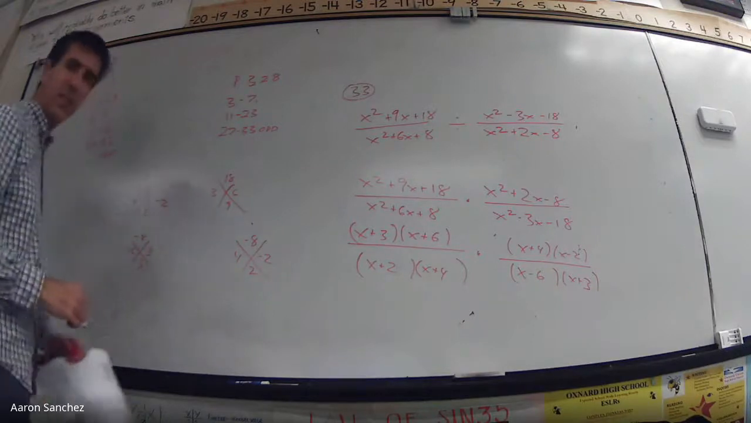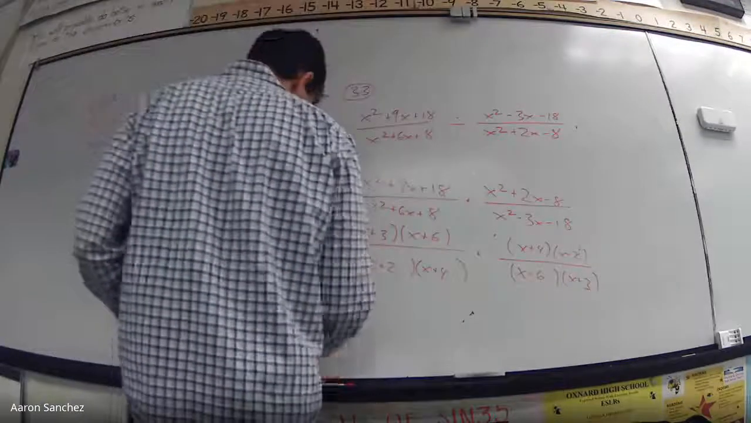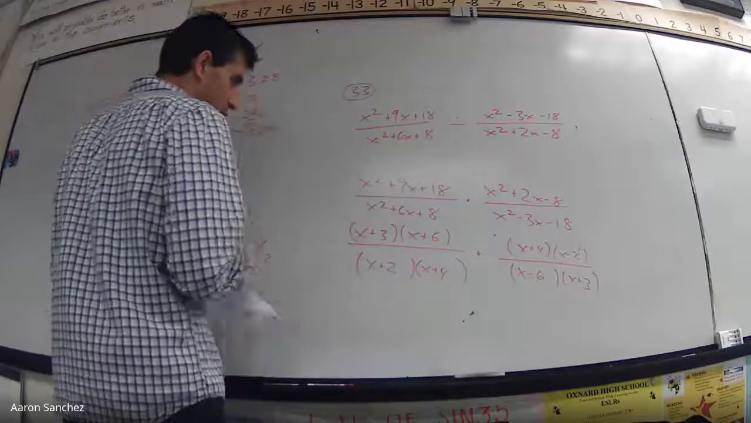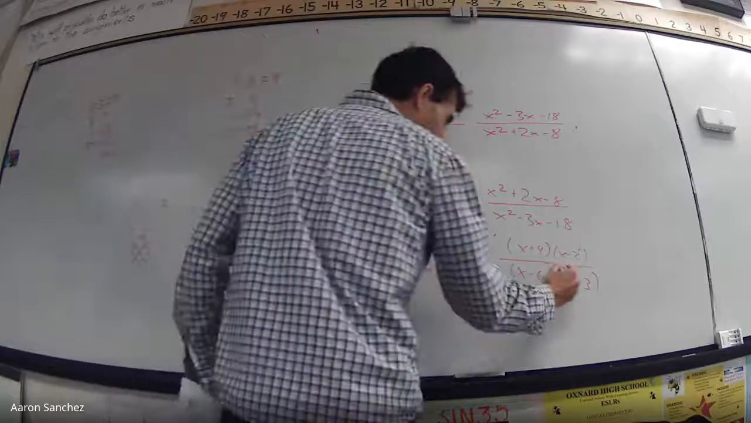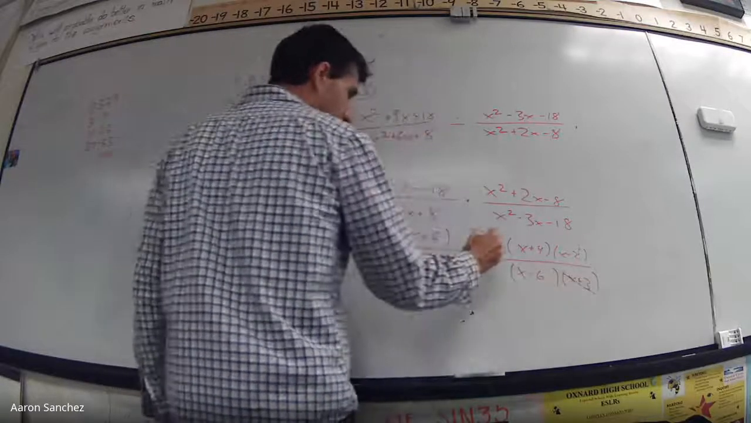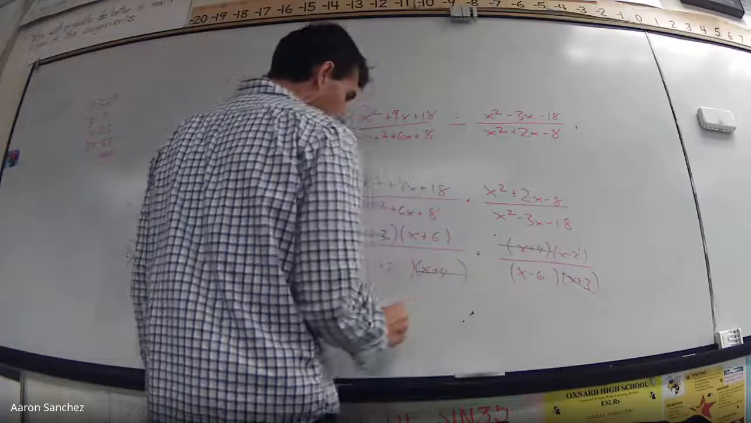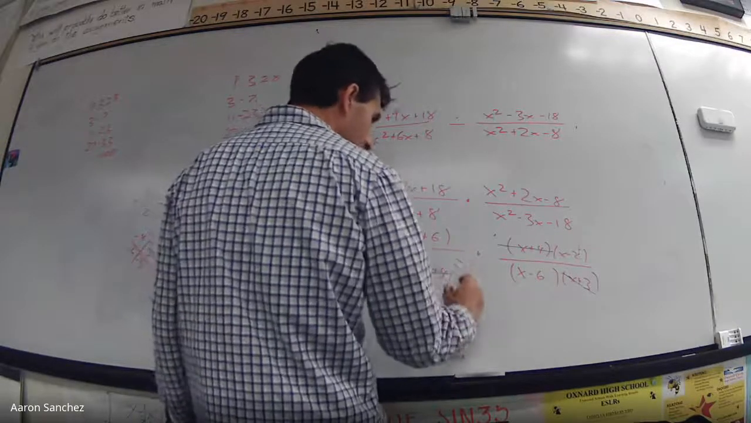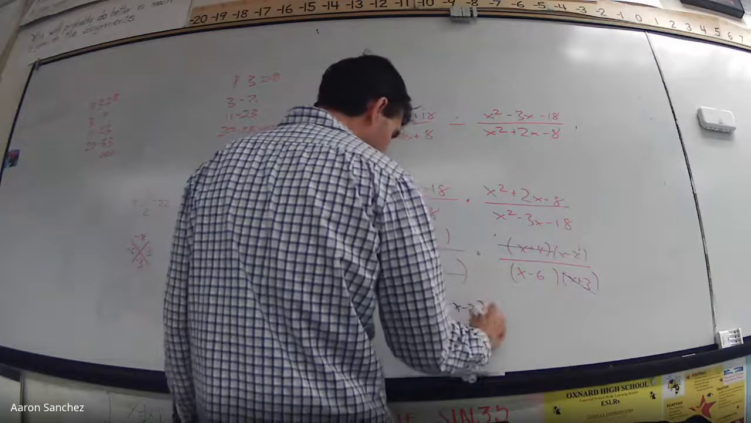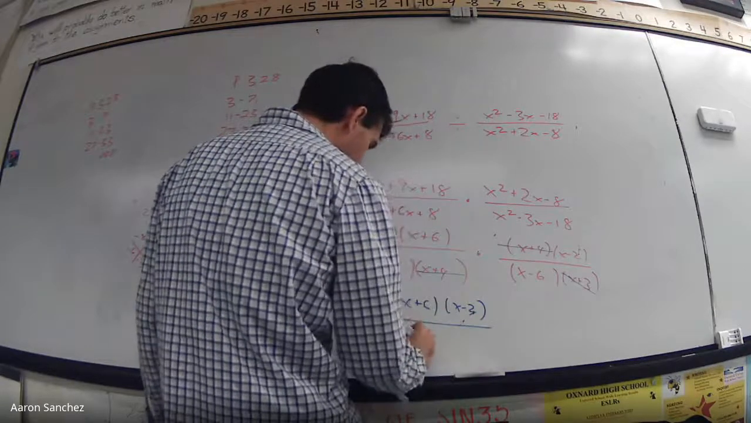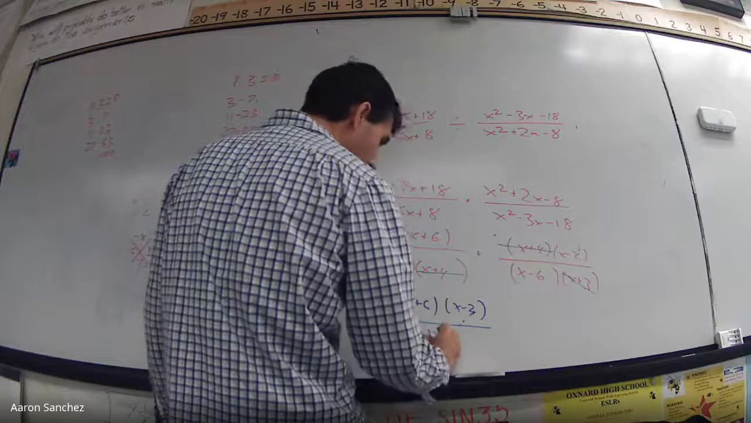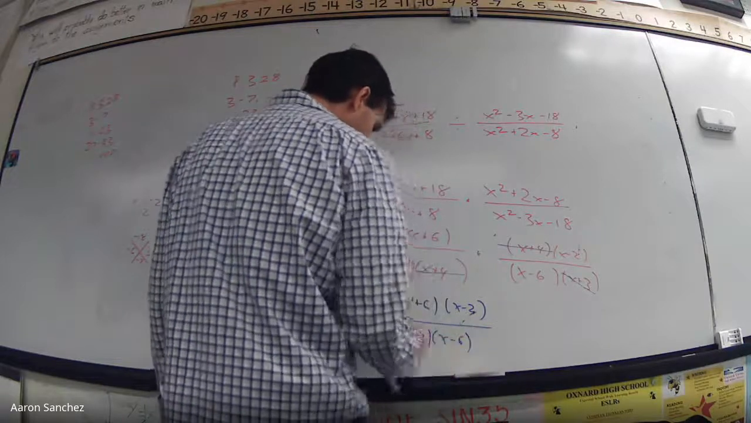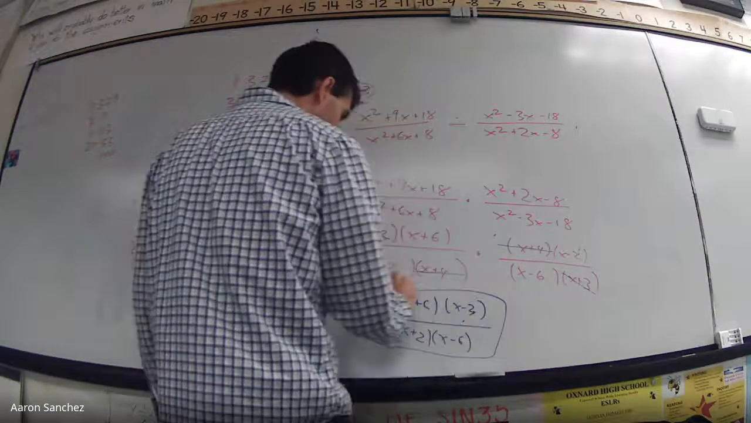I think that's good. So then you just factor and cross out, factor and cross out, factor and cross out, factor and cross out, factor and cross out. What do you have left over? x plus 6 on the top, x minus 2 in the numerator, x plus 2 in the numerator, and x minus 6 in the numerator, and that's all you got to do.